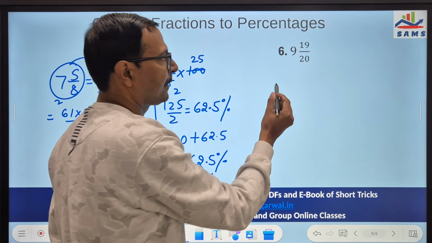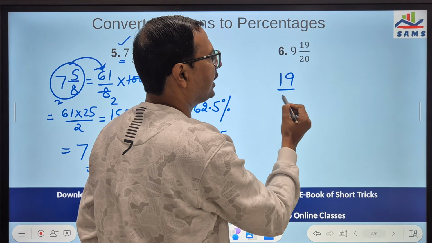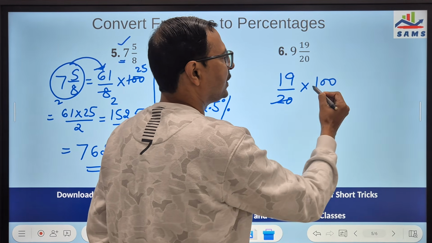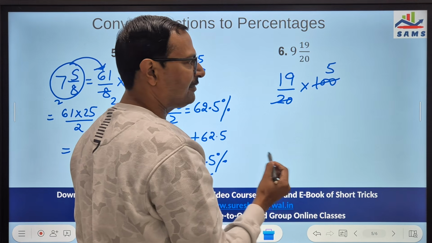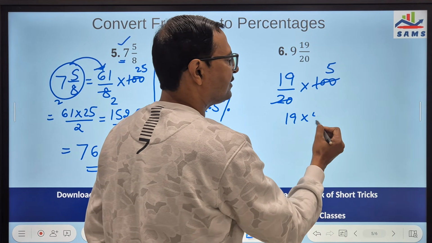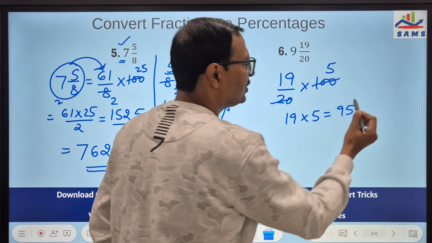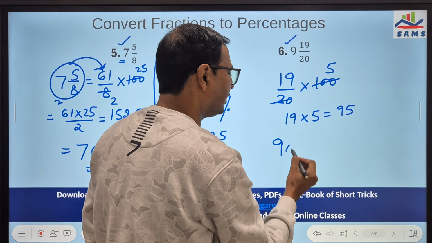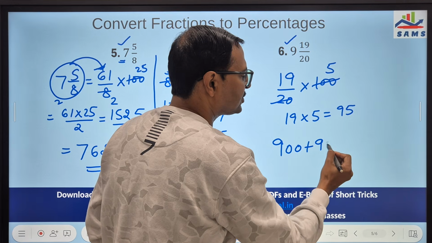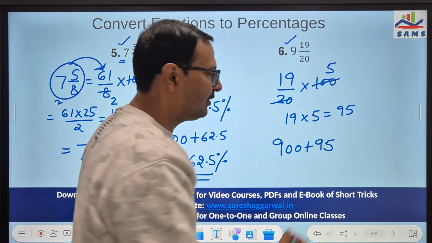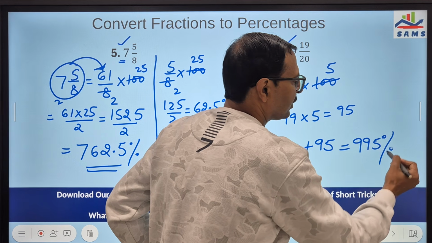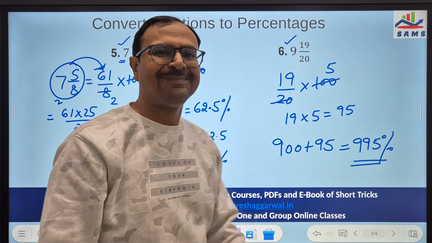So I'll do it here. See, 19 by 20, I don't want to consider 9. So just multiply that by 100. So 20 cancels 5 times, and 19 into 5 gives me 95. So what will be the final percentage? Whole number part is 9, so 900, and the fractional part has a percentage of 95, so 995% will be your answer for the question.